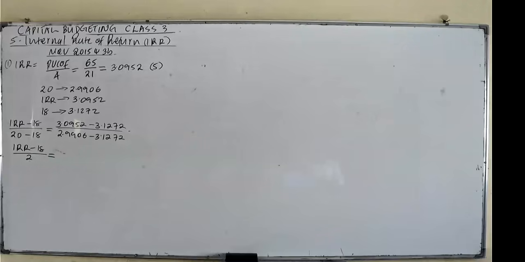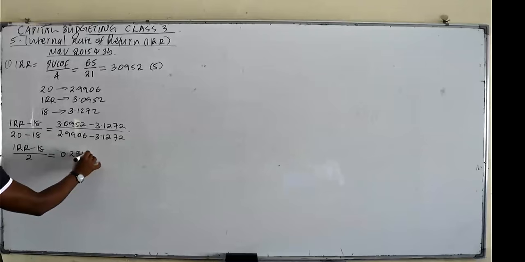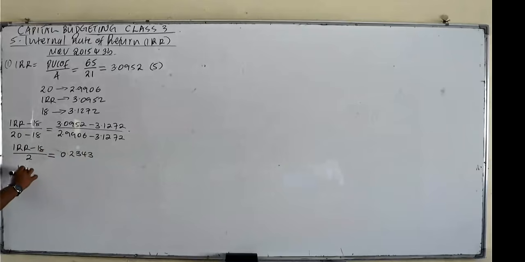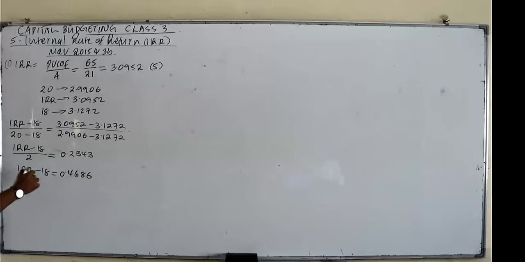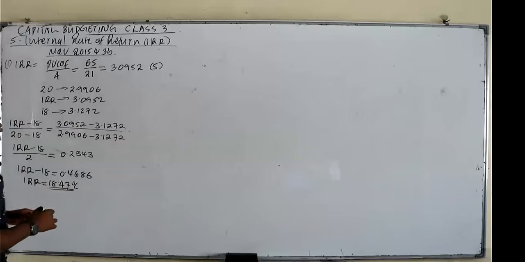You're getting 0.2342. Good. Now you cross multiply. So IRR minus 18, if you cross multiply, it will be 2 times 0.2343, you get 0.4686. You take this to the other side. So IRR will be 18.47%. That's why you're getting your 5 marks.